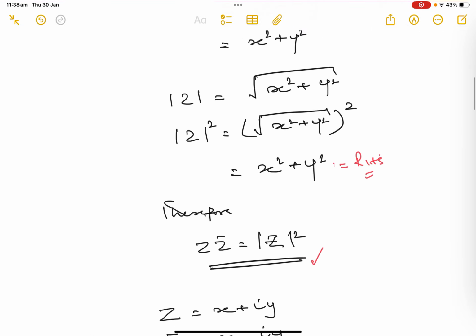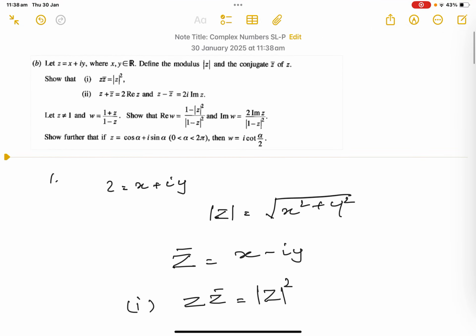Right. Let's look at further questions. Let z not equal 1 and w equal 1 plus z over 1 minus z. Show that the real part of w equals 1 minus the modulus of z squared, divided by the modulus of 1 minus z squared, and the imaginary part of w equals 2 times the imaginary part of z, divided by the modulus of 1 minus z squared. That's how it should be.